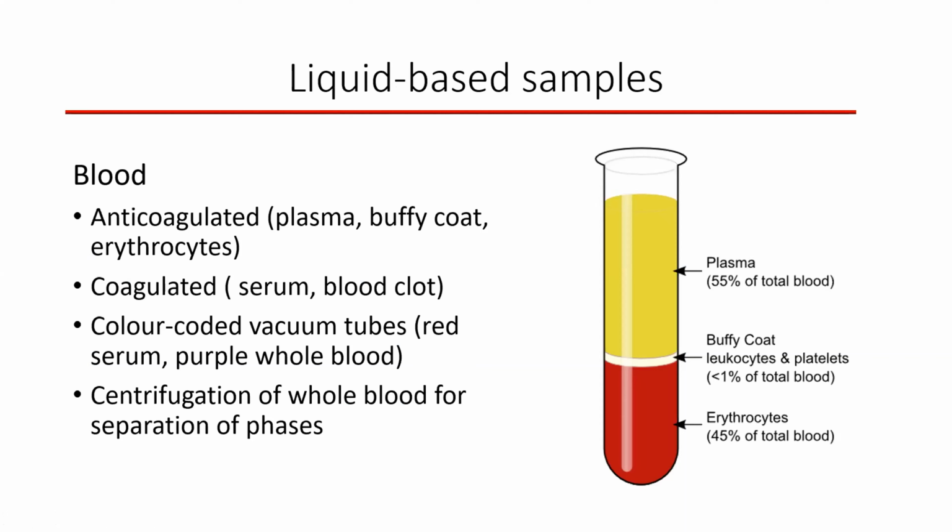Blood is collected in color-coded vacuum tubes with different caps in different colors, where the red is for serum and purple is for whole blood. And then there is a whole lot of other containers for different clinical measurements. And as I said, centrifugation of whole blood separates the phases.